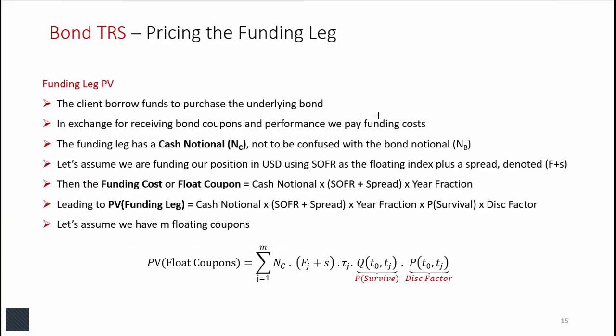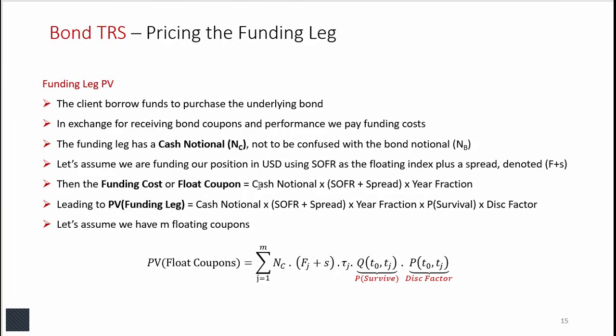The notional of the funding leg is typically constant. It doesn't tend to vary. It doesn't vary with the notional of the performance leg of the bond leg. So the funding leg has a cash notional, which I denoted here NC. This notional is not the bond unit, so please be careful not to put the wrong notionals on the wrong legs. Please don't confuse this with the bond notional NB.